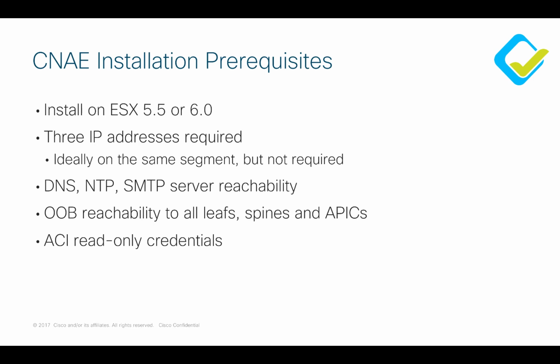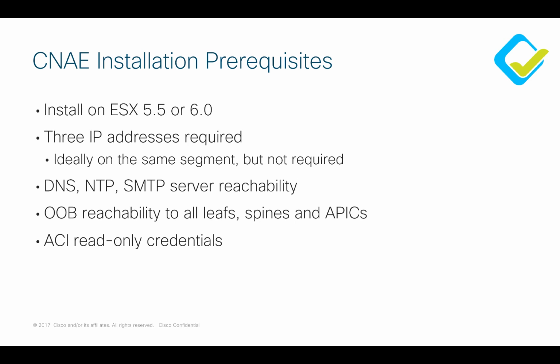There are a few installation prerequisites that you want to have set up before you go to install. The versions of ESX that are supported are 5.5 or 6.0. You're going to need to set aside 3 IP addresses. Ideally, these will be part of the same network or segment, but it's not absolutely required. You're going to need reachability to some basic services like DNS, NTP, and SMTP.